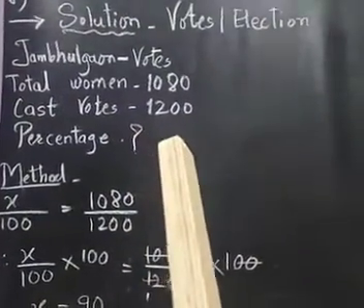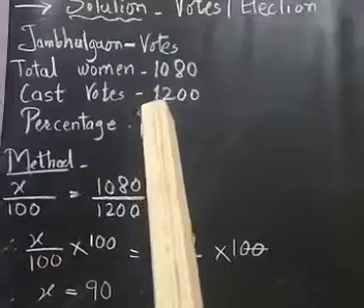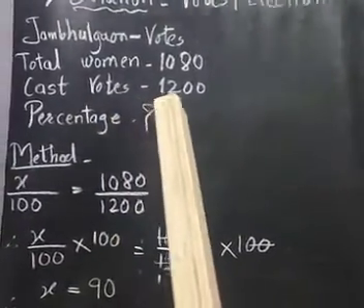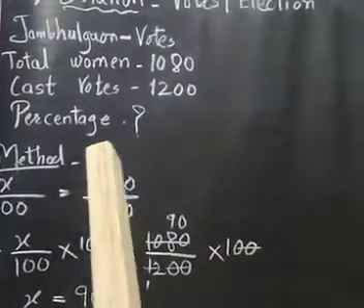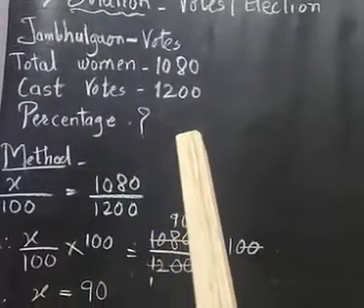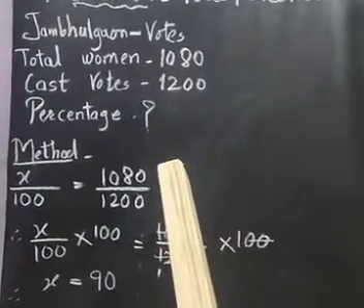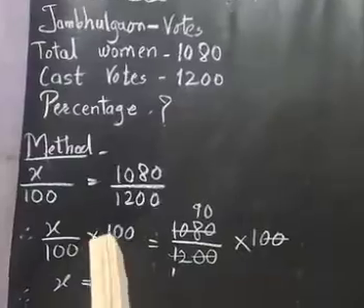We will find out all the information for Jambulgaon first. So how many women are there in Jambulgaon? Total 1200. How many of them have given their votes? 1080. What is the percentage? Find out. So see the method.